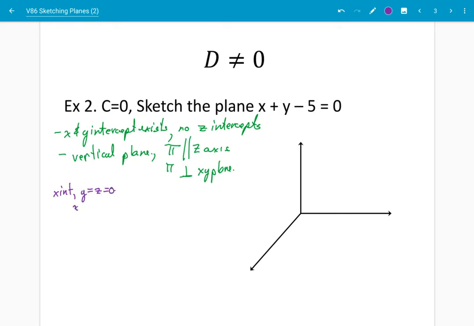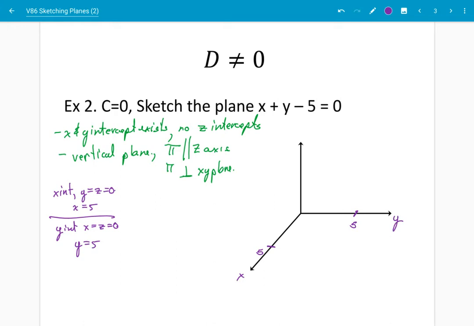So x is equal to 5. So I put a tick mark there. There's x is equal to 5. The y-intercept is when x and z are both equal to 0. And again, y has to be equal to 5. And so I'll put a tick mark there at that point. Okay, so I have the intercepts graphed.